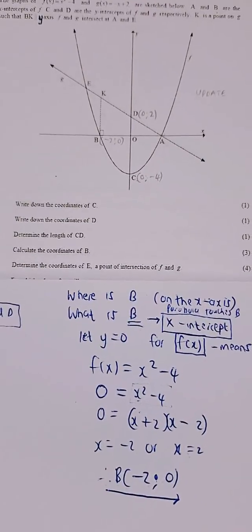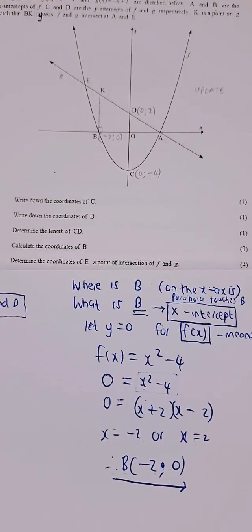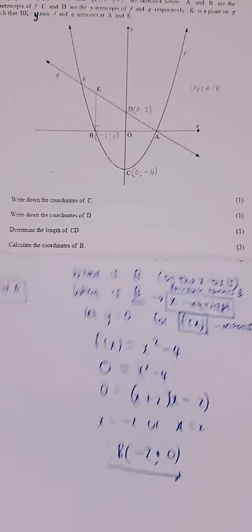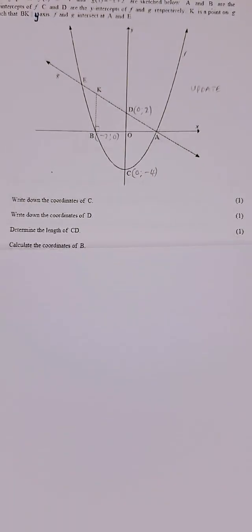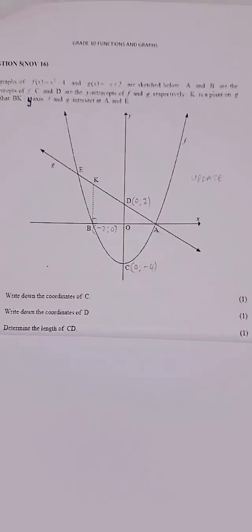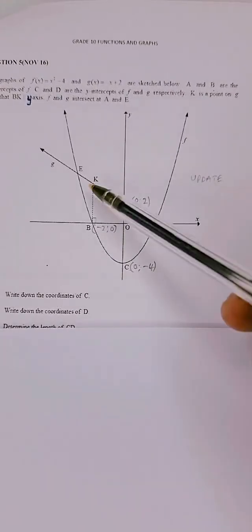Let's move on. Determine the coordinates of E, a point of intersection of F and G. Now, guys, what is a point of intersection? This is very important. What is a point of intersection? Because now this question is talking about the coordinates of E, a point of intersection.